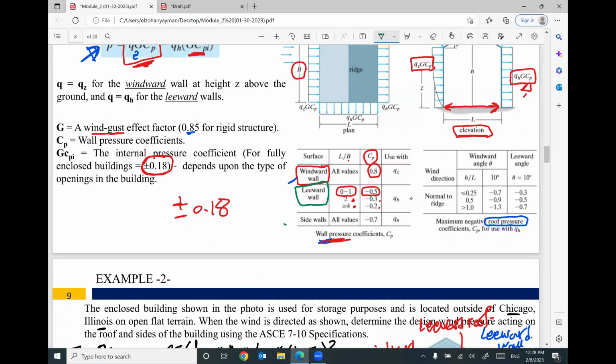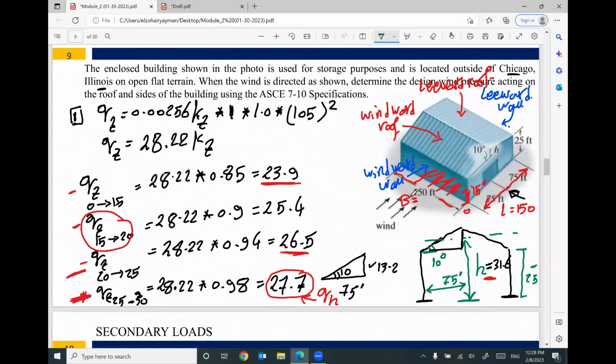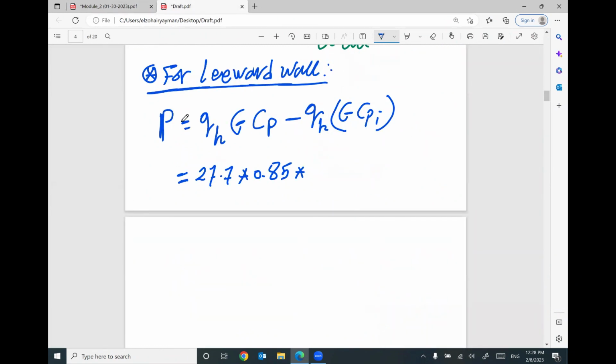L represents the width of your building, and B the length. In our problem, this length equals 150 and this length equals 150. It's a square. So if you divide L by B, 150 by 150, you get 1. From 0 to 1, we are going to use negative 0.5. So the value of CP is negative 0.5.